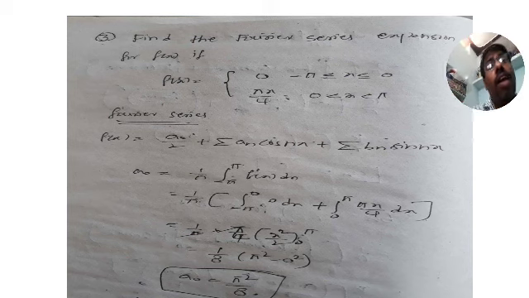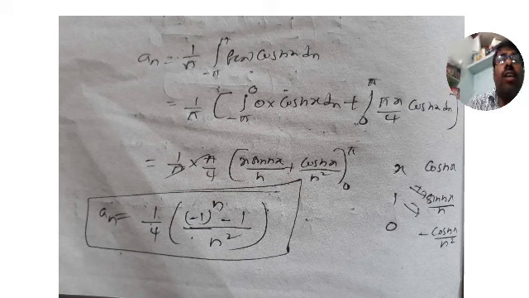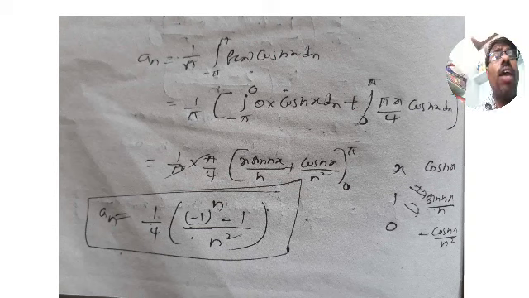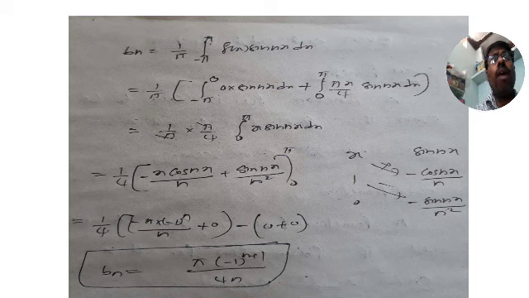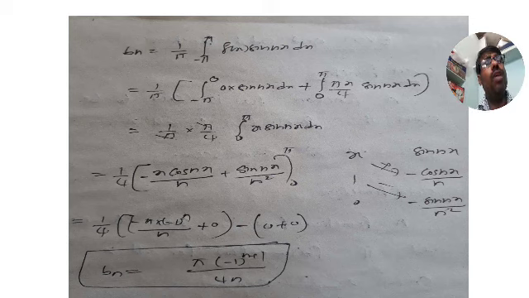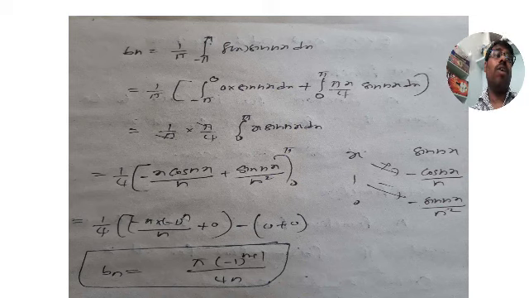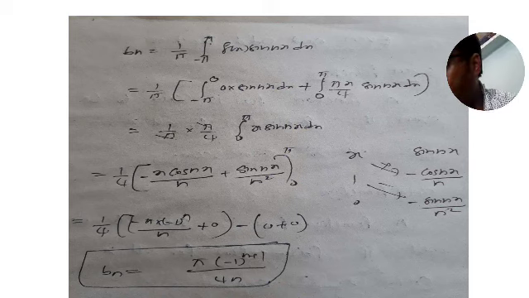First of all, we find a naught is equal to pi squared by 8. Secondly, we find an, that is 1 by 4 into minus 1 whole power of n minus 1 by n square. And next we find bn is equal to pi into minus 1 whole power of n plus 1 by 4n. We got a naught, an and bn values. Now let us substitute these values in the Fourier series in order to find the Fourier series for the given discontinuous function.